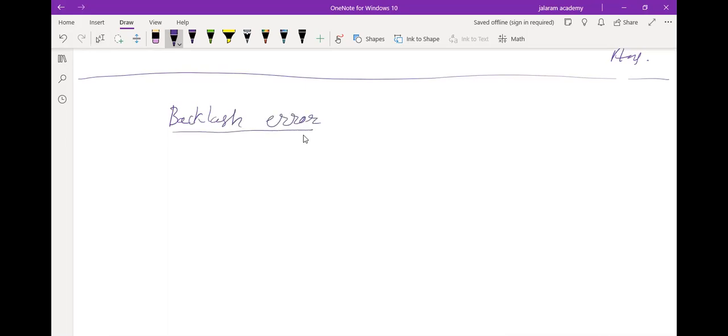A screw gauge also uses a screw. If we don't use it properly, if we rotate it in both directions at once and play with it carelessly, then after some time there will be wear and tear of the threads of the screw gauge, and this type of error is called backlash error. Is that clear to everyone? Write this in your notes.